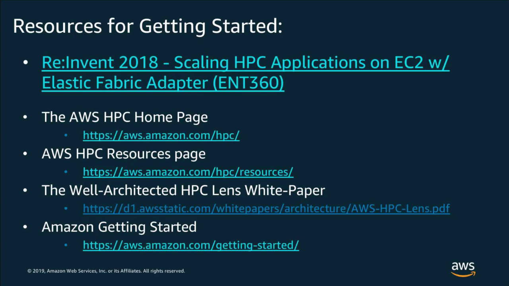I've also included the link for the HPC Well-Architected Lens white paper. That's a great source for an overview of HPC on AWS. And last but not least, the Amazon AWS Getting Started pages are always a fun place to take a few 10-minute tutorials on many of our services. This is a great place to start as well if you've not used AWS before.